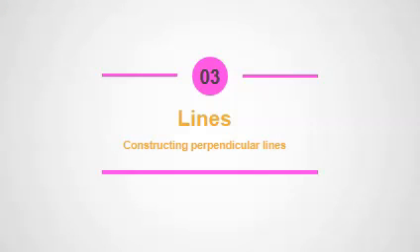And now we go for the third objective, which is constructing perpendicular lines. How can I construct perpendicular lines? It's a very easy thing, but you have to bring now your set square. So pause the video, go bring your set square and the ruler, and then come back to continue the video.